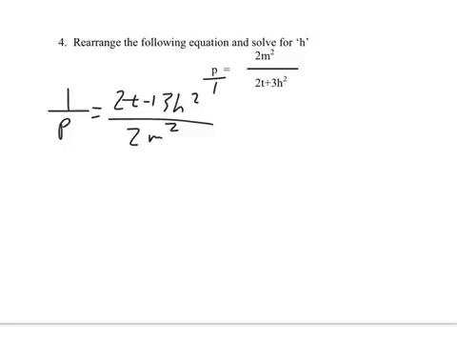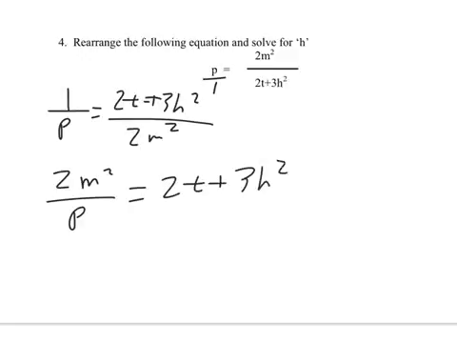Now we want to get the information on the right a little more isolated. Get rid of that denominator. You can't subtract out the 3h squared. You can't subtract out the 2t. That is a plus there, sorry. So we're going to go ahead and multiply both sides by 2m squared. You get your 2m squared over p, and over on the right, it simplifies down to your 2t plus your 3h squared.